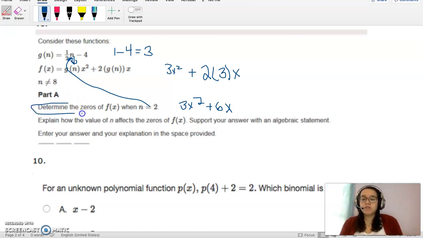Determine the zeros here. Once you get what x is equal to when y is 0, or when it's on the x-axis. And now explain how different values of n will affect your zeros.